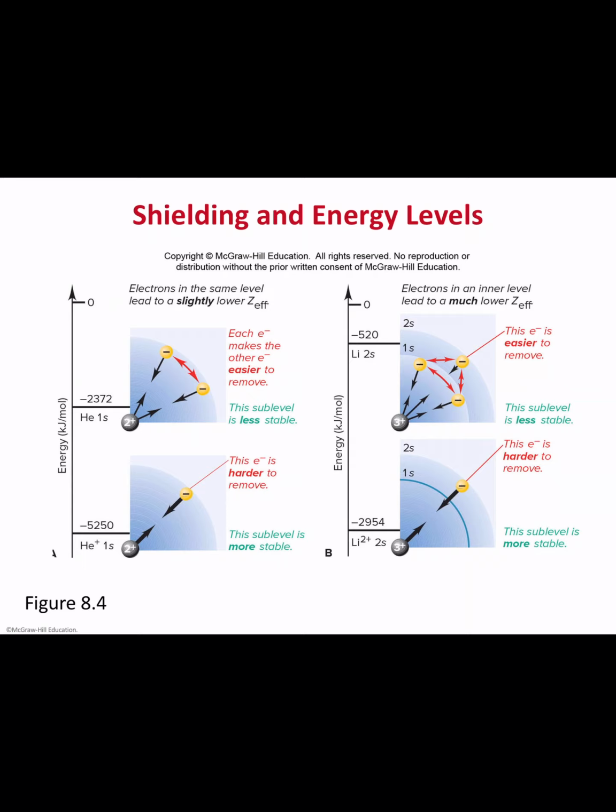So here we have two cases again. Shielding by electrons in inner energy levels. Now in the first example over here, we compare two atomic systems with the same nucleus, one with inner electrons and the other without.